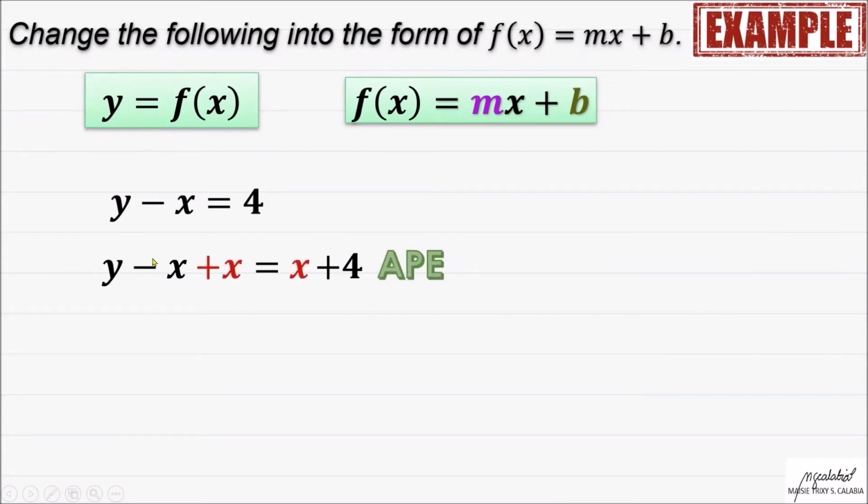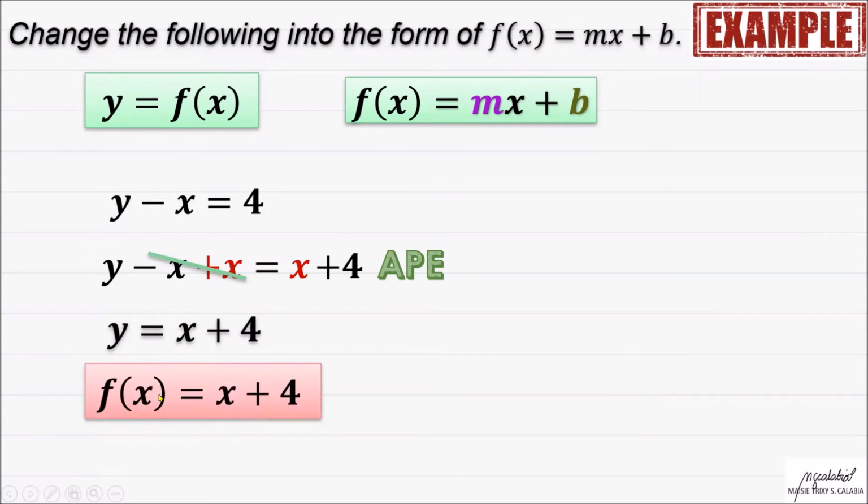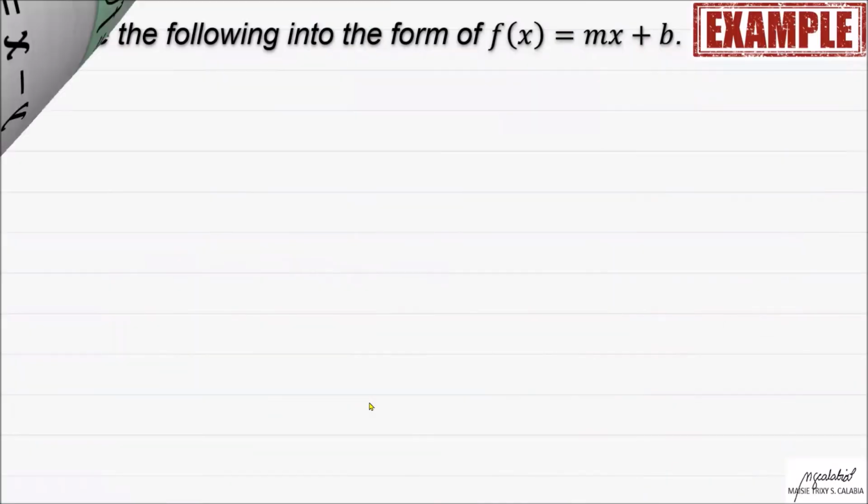That is APE, using the additive property of equality. And then we will cancel. So we have here y is equal to x plus 4. Okay, it is now just y, and at the same time positive. So let's just change it to f of x. So our answer will be f of x is equal to x plus 4. Next.